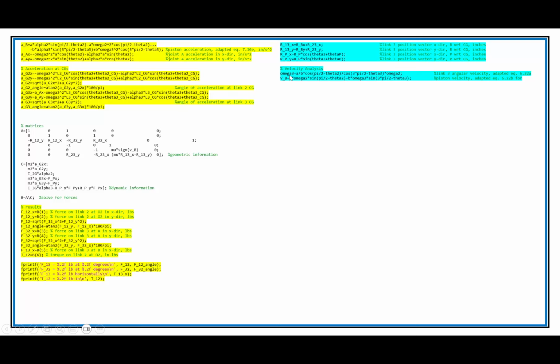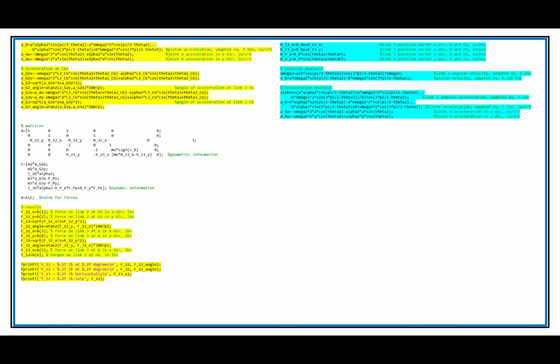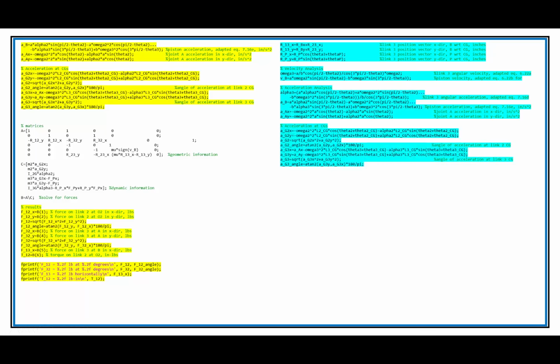Omega 3 and VB from Norton's equation 6.22. And here's the acceleration from Norton's equation 7.16. So there's the alpha 3. And then there's AB and AA. I don't think we need AB, because we don't have a piston. But if we had a piston, we would need the acceleration at the piston. All right, here's the acceleration now found at the center of gravity at both links.